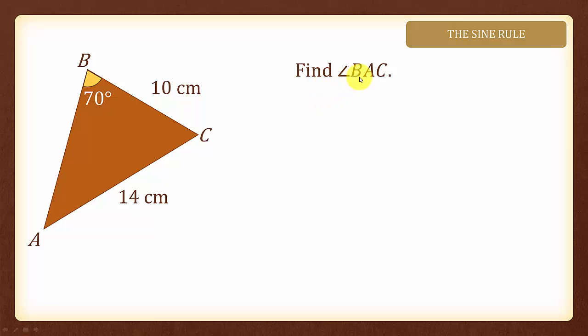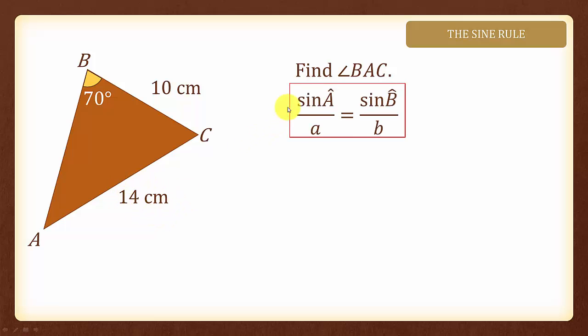We are asked to find angle BAC. You notice down here we have an angle and a given opposite side. Therefore, we can use the sine rule. We will use this form here because we are finding an angle. The angle A here is angle BAC and the length A here will be the opposite length 10 cm. For angle B here, we will use the given angle B, which is 70 degrees, and its opposite length, which is 14 cm.